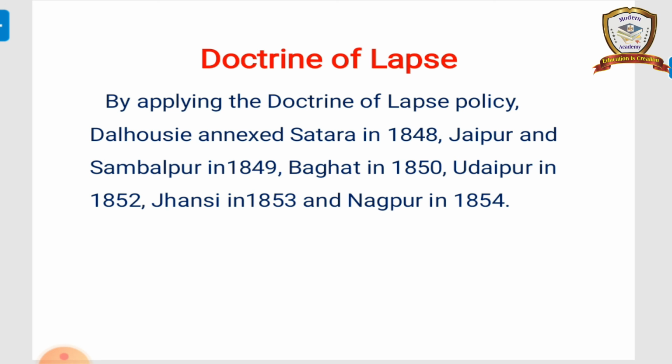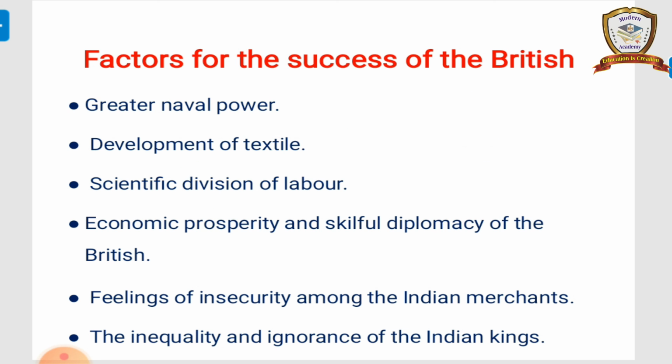In this policy, Dalhousie annexed Satara in 1848, Jaipur and Sambalpur in 1849, Baghat in 1850, Udaipur in 1852, Jhansi in 1853 and Nagpur in 1854. By the doctrine of lapse, if the king did not have a child, the country was taken by the British government.